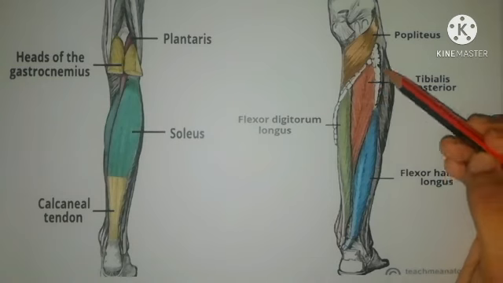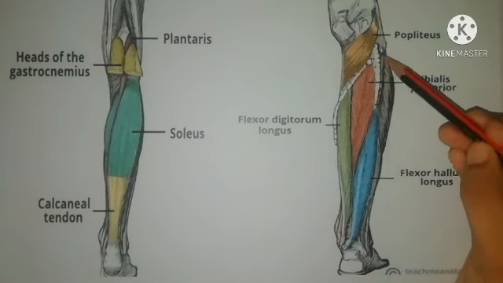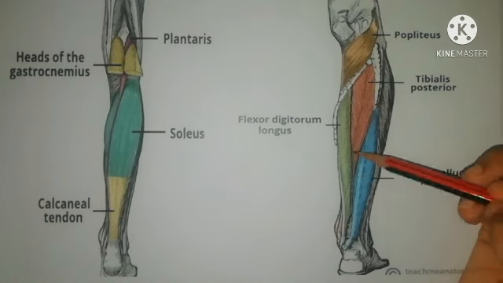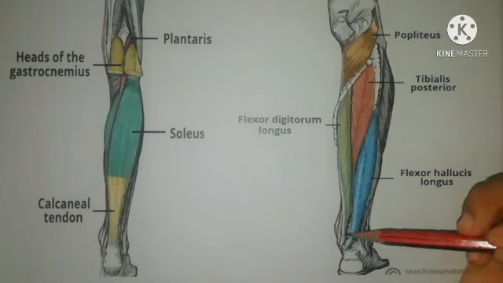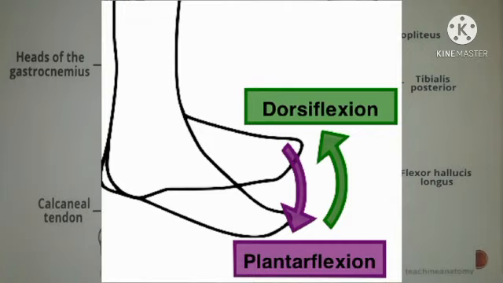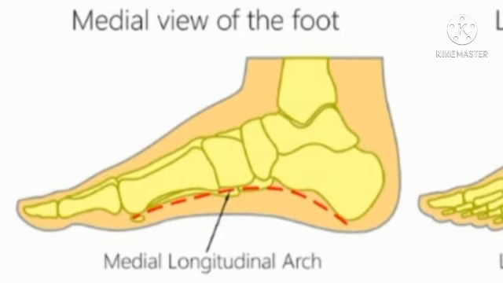Tibialis posterior. This is the muscle. The origin of this muscle is from upper two-thirds of the lateral part of the posterior surface of the tibia below the soleal line. Insertion is in the tuberosity of the navicular bone and the other tarsal bones except the talus. The nerve supply is tibial nerve. The action is the plantar flexion of ankle joint, inversion of foot at subtalar joint, and it also supports the medial longitudinal arch of foot.